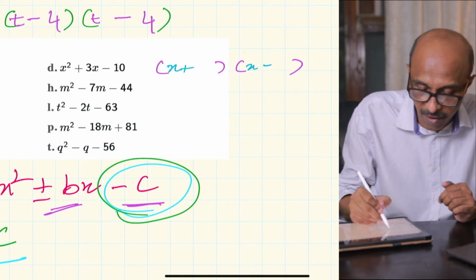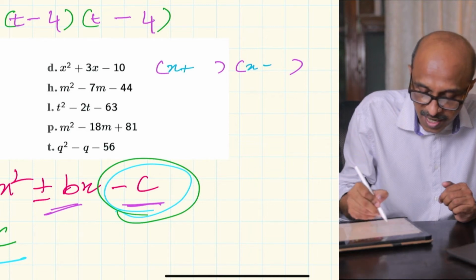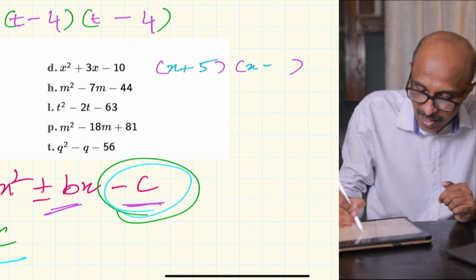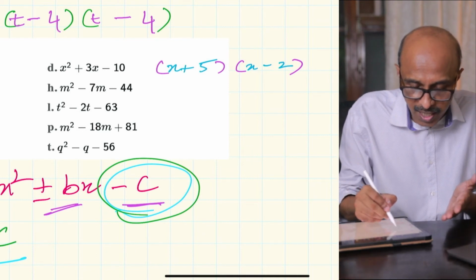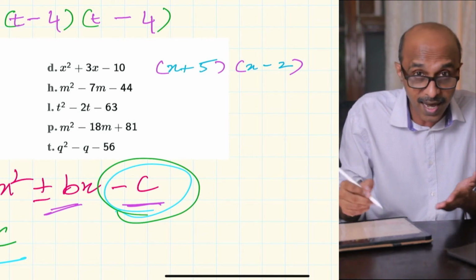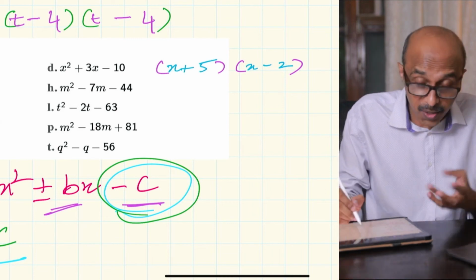Remember this is 10. So the factors of 10 are 5 and 2, but we have a plus 3. That means it should be a plus 5 and a minus 2. So x plus 5, x minus 2 should give you x squared plus 3x minus 10, and that should be the correct answer. Let's look at the next one.